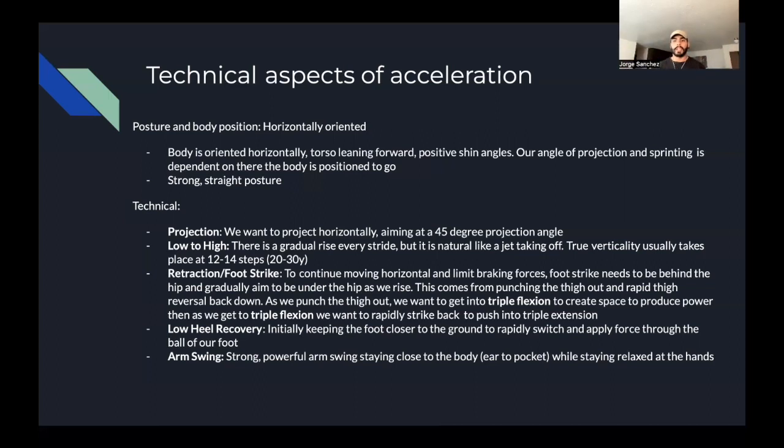So to put all of this together and to keep it simple, we want to shoot out in a straight line and continuously try to strike behind the hip. If you can strike behind the hip and push out, staying low to the ground, everything will come together in helping you sprint horizontally and very efficiently.